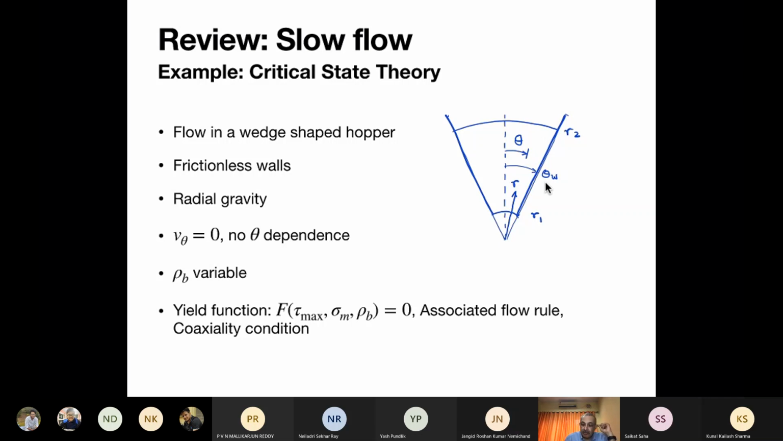But when we solved it the first time, we said rho bulk, that is the bulk density, is a constant. But in this case, we take it to be a variable. And in our critical state theory, in addition to the balance equations, we have the yield function, the associated flow rule, and the coaxiality condition.